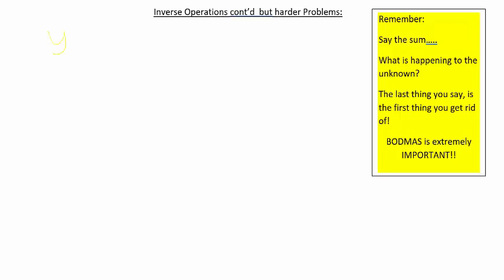By now I bet you're getting the hang of inverse operations, but I need to show you what happens with harder sums. So if you have something like this, it will help show why BODMAS is so important. So y divided by 7, take 1 equals 2. Again, I don't care what it equals, I even cover that up with my hand.